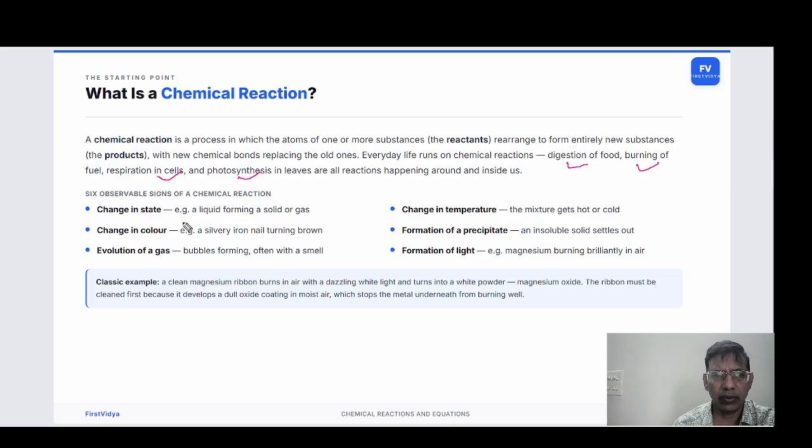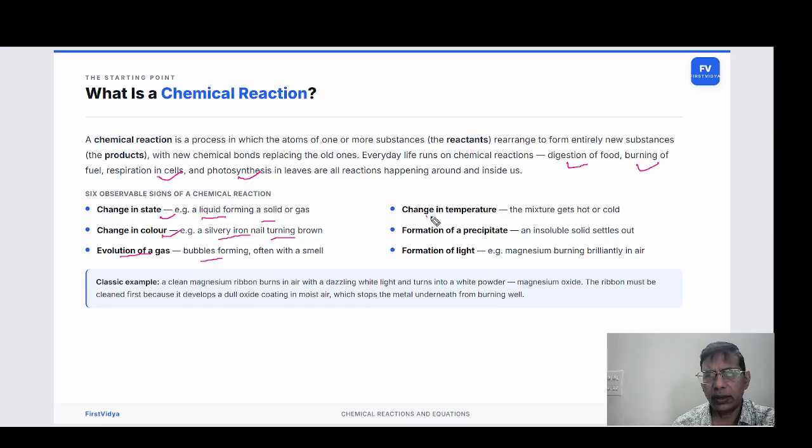First one, it may be a change in state, like a liquid forming a solid or gas. So the state may change from liquid to gas. Or a change in color, like a silver iron nail turning brown. That may be a sign of a chemical reaction. Then evolution of gas: if we pour H2SO4 acid on zinc granules, hydrogen gas will be emitted. So that is also a sign that a chemical reaction is happening.